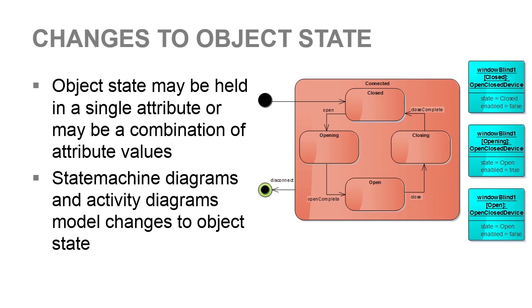The state machine diagram here shows the way that the state of an open-closed device changes over time in response to events. It doesn't go straight from a closed state to an open state, but has to go through an intermediate opening state. While it's in the opening state, the state attribute holds the value open, but also the enabled attribute is set to true. Once it has opened, the state attribute continues to hold the value open, but the enabled attribute is set to false. Drawing the diagram can help to make these aspects of how the system behaves explicit.